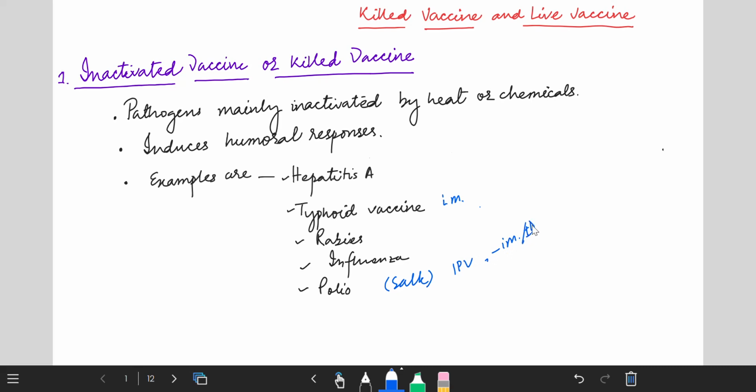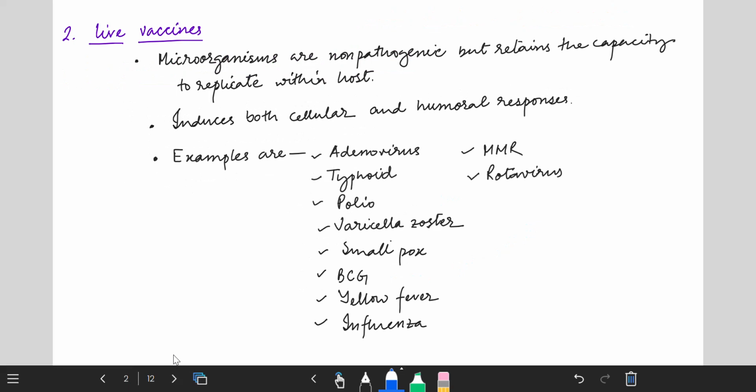intradermal route, ID route. Okay, now coming to the next kind of vaccine, that is live vaccines. So live vaccines means the microorganisms which are used are live but non-pathogenic in nature, and they retain the capacity to replicate within the host, means they lose the capacity to cause disease but still can grow in the host cells.